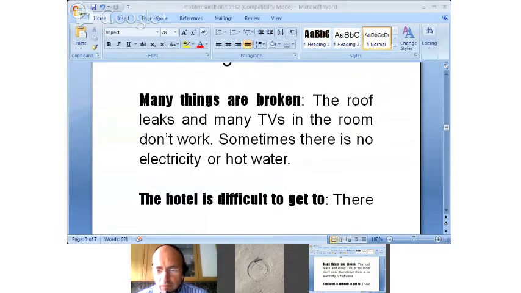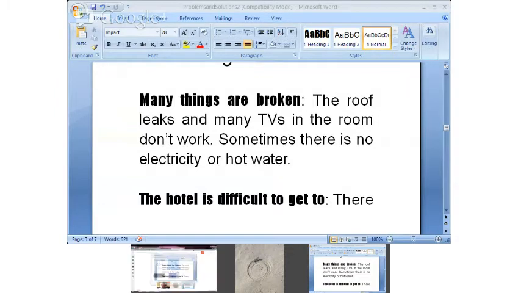Many things are broken. The roof leaks and many TVs in the room don't work. Sometimes there is no electricity or hot water. Oh my goodness. What are we going to do? We are going to call many technicians in different fields to fix things up, you know.